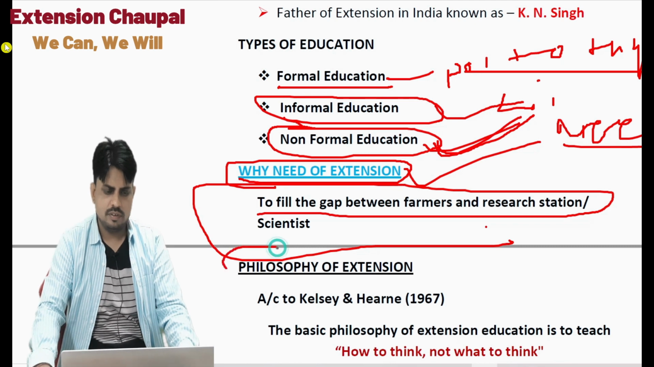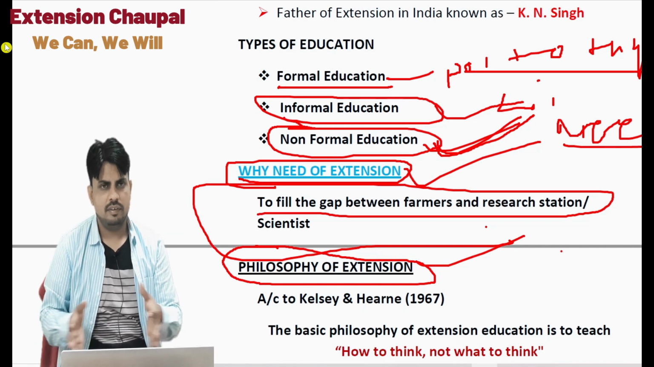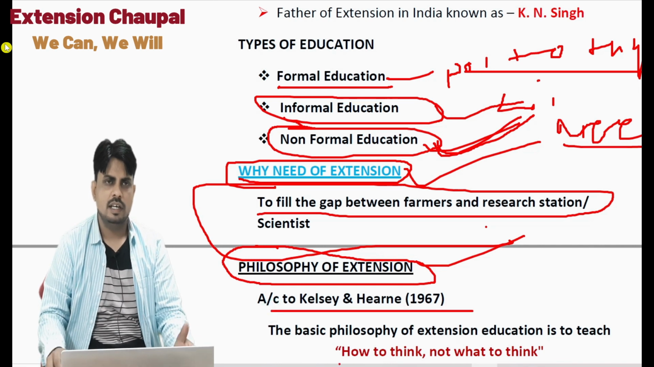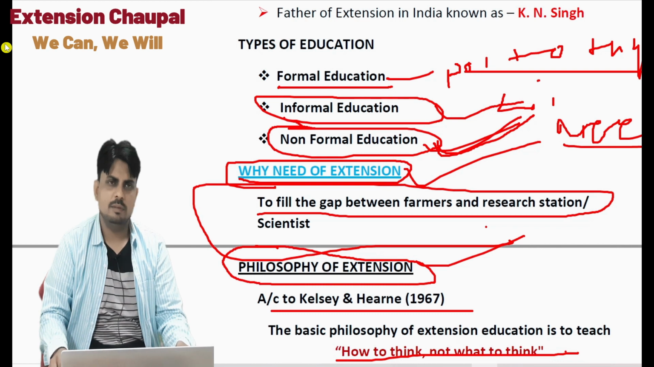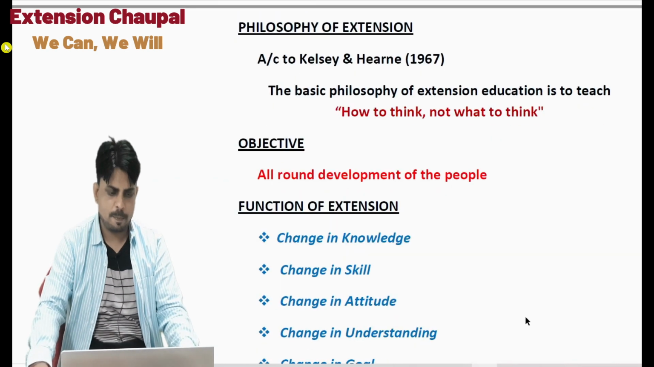You should be aware that extension fills the gap between farmers and research stations, because everyone knows that we have a wide space between our farmers and the scientists. So the extension worker plays a role between both of them. It is very important for filling that particular gap. So that's why we need extension.